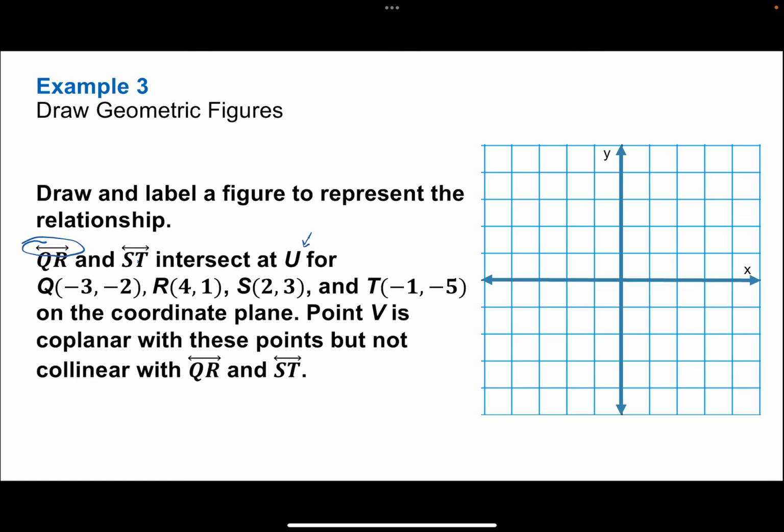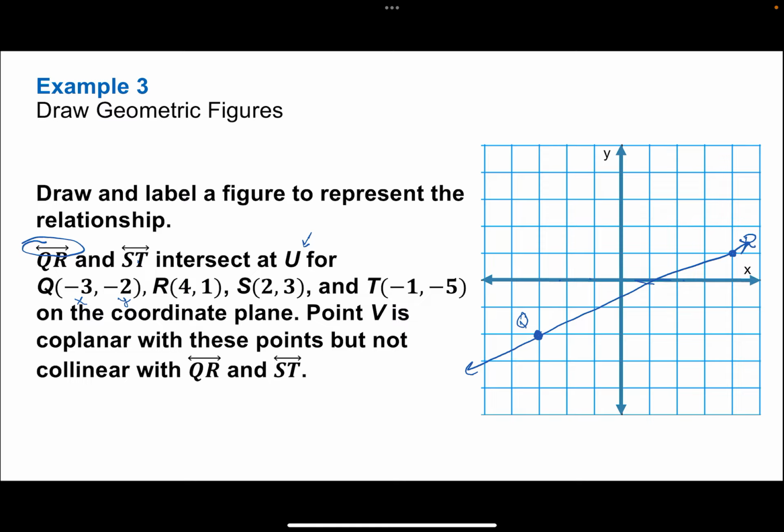And Q is at the point -3, -2. So -3, -2 means I'm going 3 to the left and 2 down because they're both negative. We always do X first and Y second. So -3, -2 is the point Q, capital letter for a Q. And R is 4, 1, so 4 to the right, 1 up, capital letter for R. All points are named with capital letters. And we connect them, put the arrows on there.